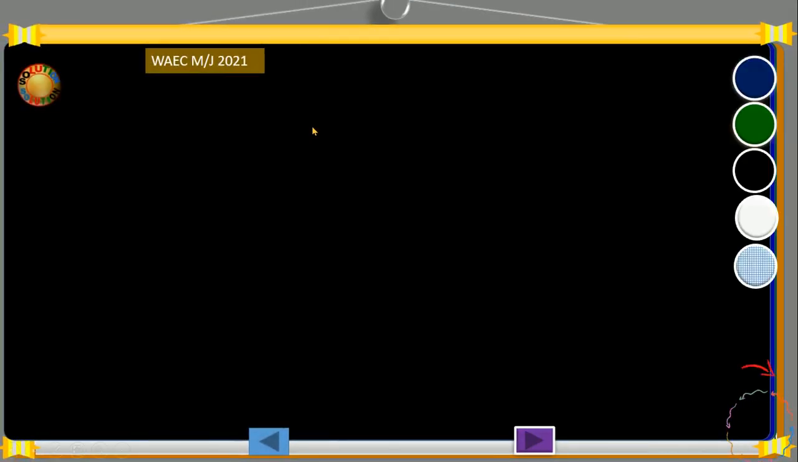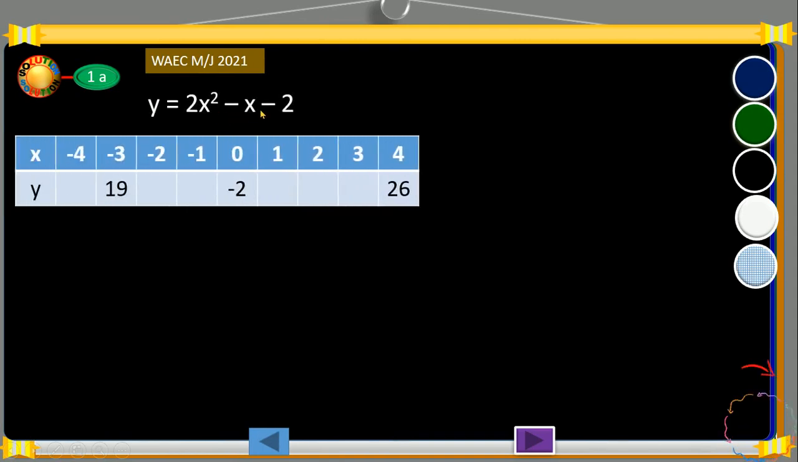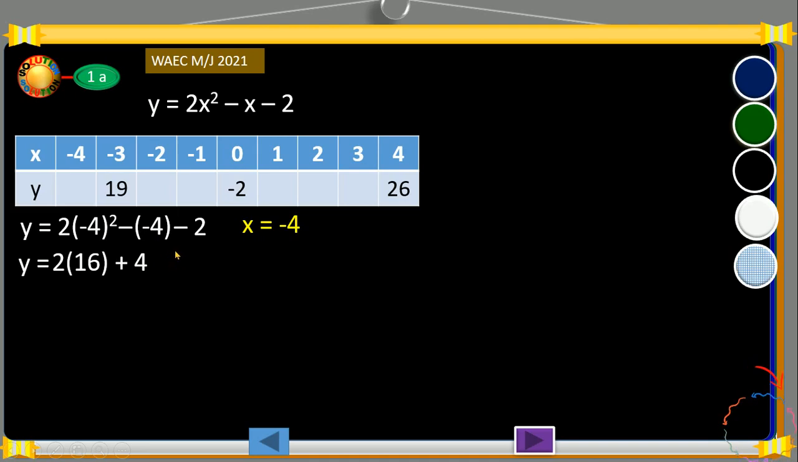So we're going to complete a table of values for the function 2x squared minus x minus 2. When x is equal to minus 4, we replace x here with minus 4, and we replace this also with minus 4. Then we simplify. Minus 4 squared is 16, and then minus times minus 4 is plus 4. Then we bring down minus 2. 2 times 16 is 32, then plus 4 is 36, then minus 2. Y will give us finally 34. So the value of y when x is minus 4 is 34.